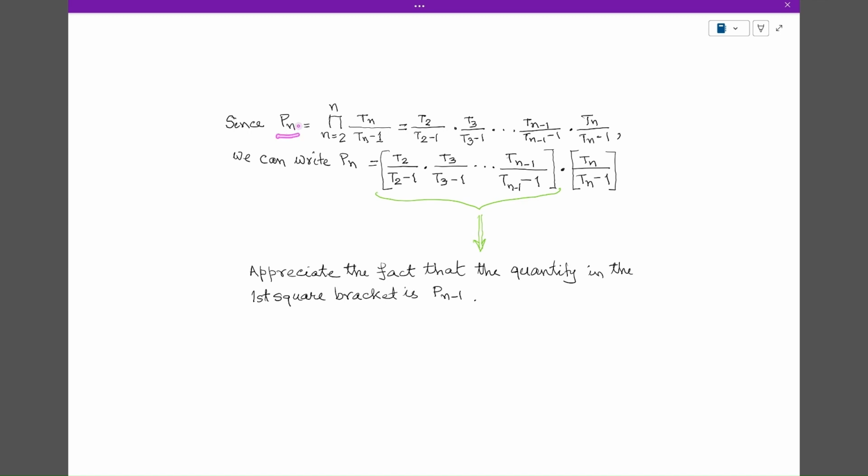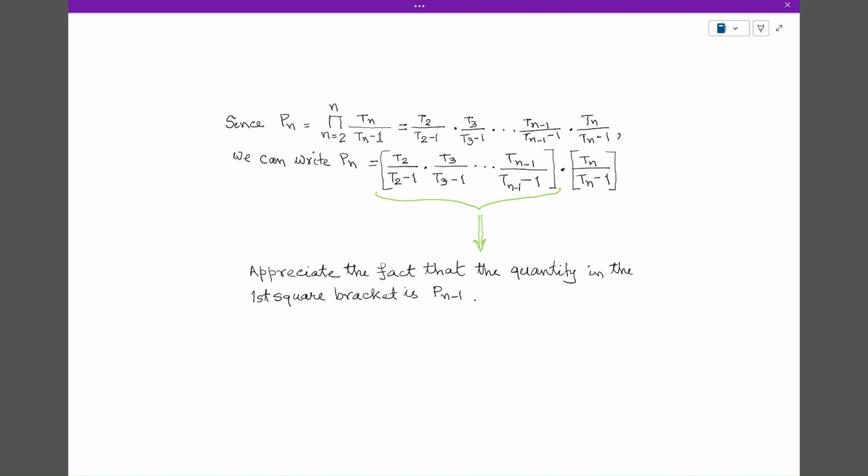Pn is equal to pi of Tn divided by (Tn minus 1), n varies from 2 to n, and that is equal to T2 divided by (T2 minus 1) multiplied by T3 divided by (T3 minus 1), and the multiplication will go on. The penultimate term is T(n minus 1) divided by (T(n minus 1) minus 1), multiplied by Tn divided by (Tn minus 1).